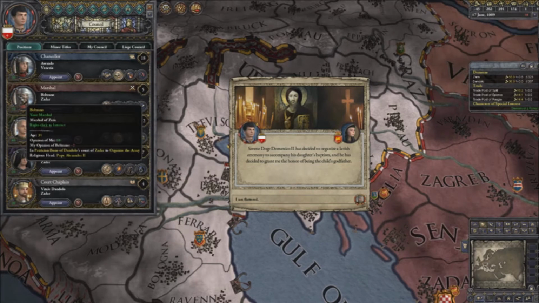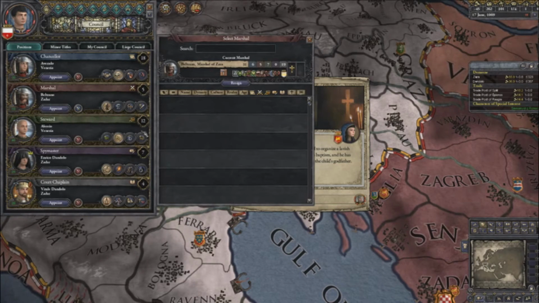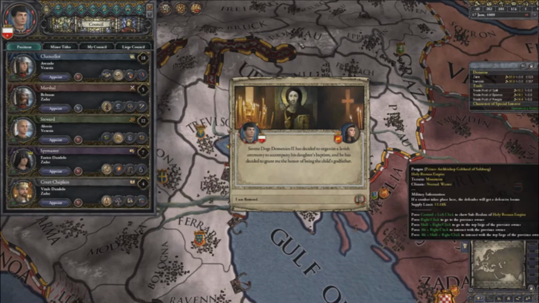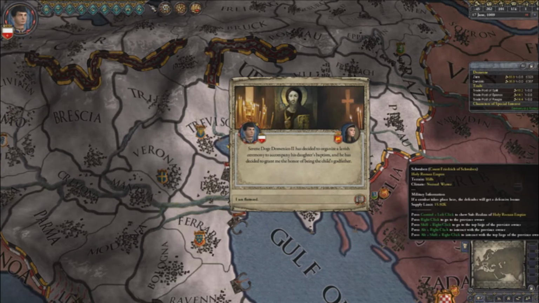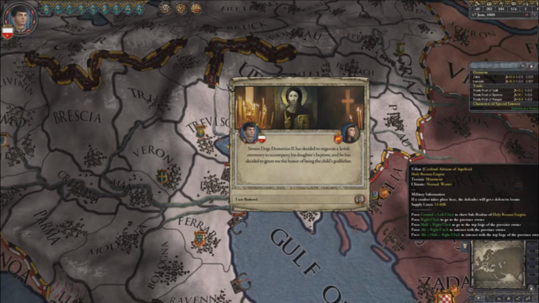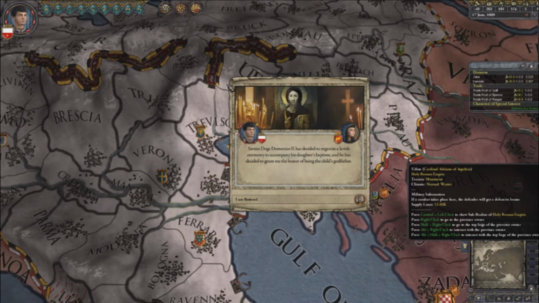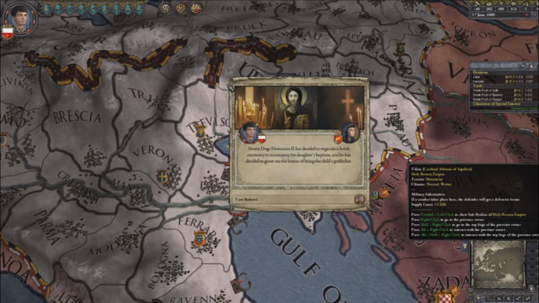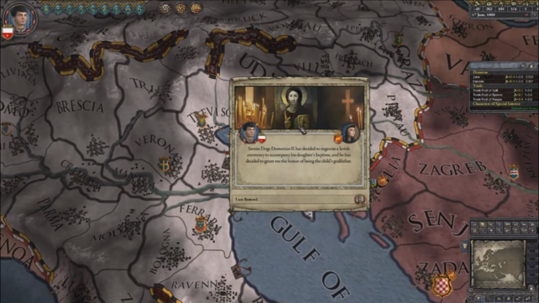Unfortunately, we can't ditch him for a better marshal because we don't have anyone in our court. And if my previous attempt to play as a merchant republic is anything to go by, no one's going to want to come to our court.